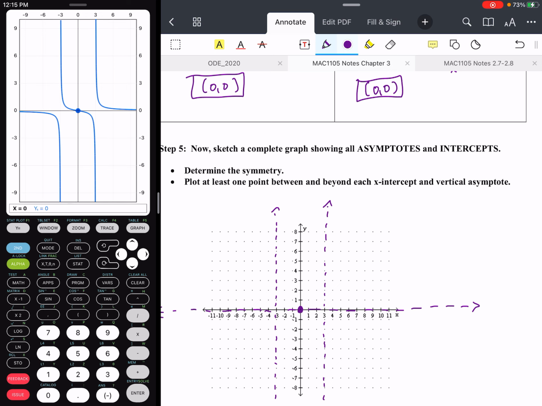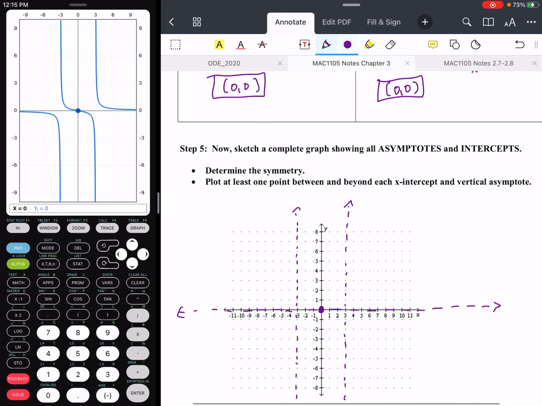Okay, so 0, 0. So that's all we've got so far. Obviously, we'll want to fill in a few more points. And again, notice that 0, 0 lies right on that y equals 0 horizontal asymptote. That's fine. We just can't cross the vertical asymptotes. Now let's take a look at the symmetry.